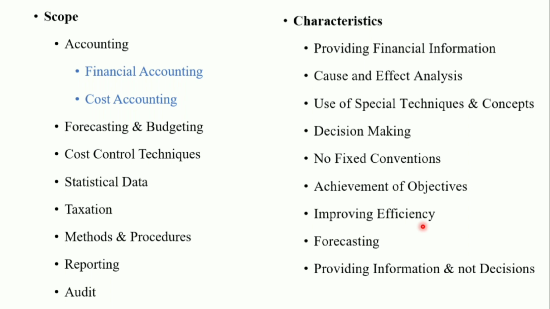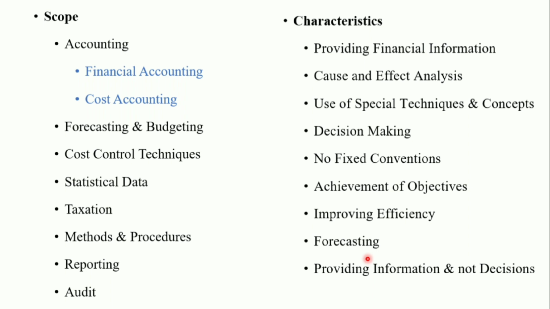This process of fixing and achieving the targets leads to the gradual improvement in the overall efficiency. Okay, improving the efficiency. Then forecasting in management accounting is concerned with taking decisions for future implementation based on the historical data. That's why this involves prediction and forecasting of future. It is helpful in planning and laying down of the objectives.